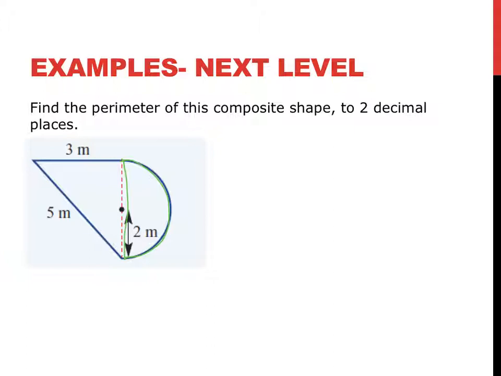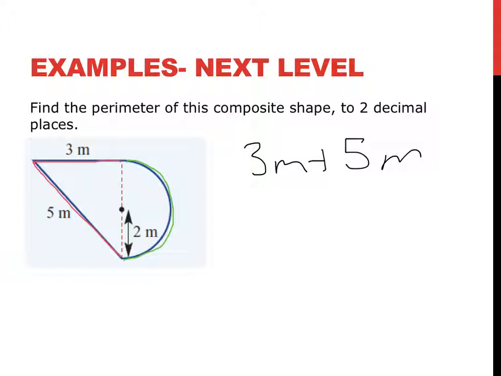Now the perimeter of the triangle bit's easy. It's just 3 meters by 5 meters. Remember, this is perimeter. So to work out from there to there, pretty straightforward. 3 meters plus 5 meters. Good, that side's done. What I do need to work out is from here all the way around.